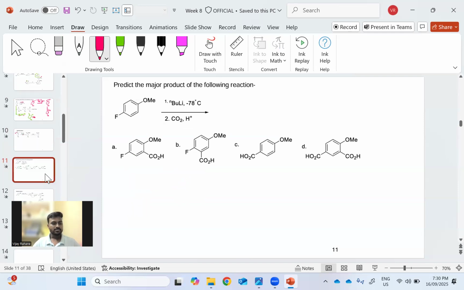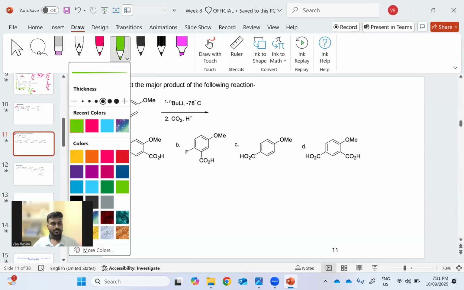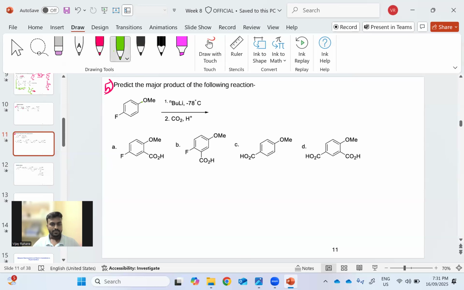Now we'll move toward a different type of question. I hope this is another question you are able to solve. So this is the fifth question, which has the fluoro version. Now if you add the butyl lithium, what will be the product in this case?